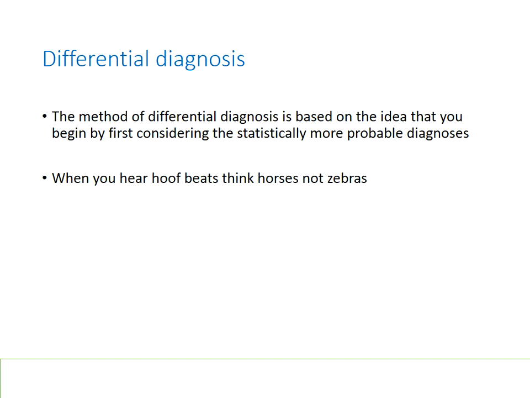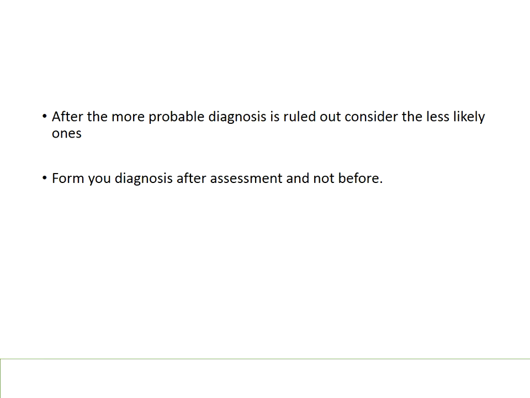So differential diagnosis. Often you come up with a primary idea of what's wrong with this person, but you may have a differential. The method of differential diagnosis is based on the idea that you can begin by first considering the statistically more probable diagnosis. An example of this is when you hear hoofbeats, think of horses, not zebras. After the more probable diagnosis is ruled out, consider the less likely ones and form your diagnosis after assessment and not before.